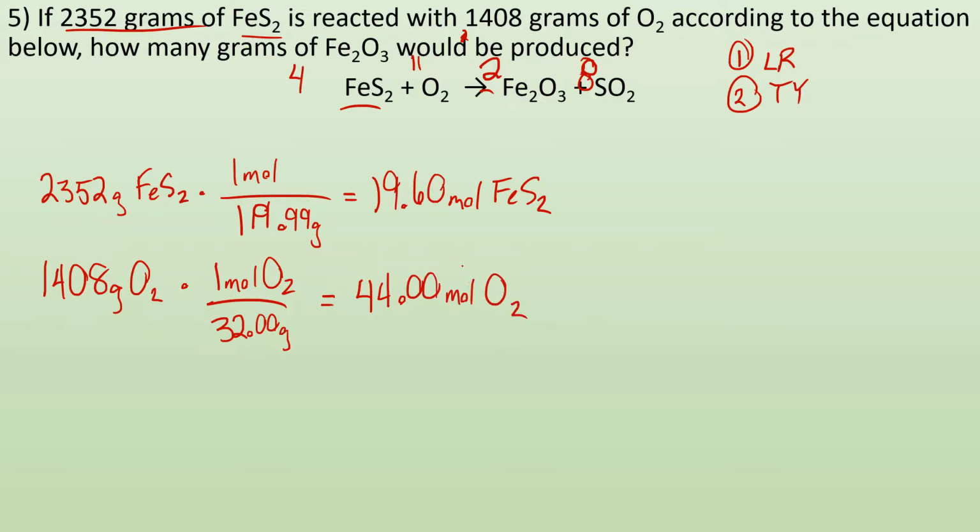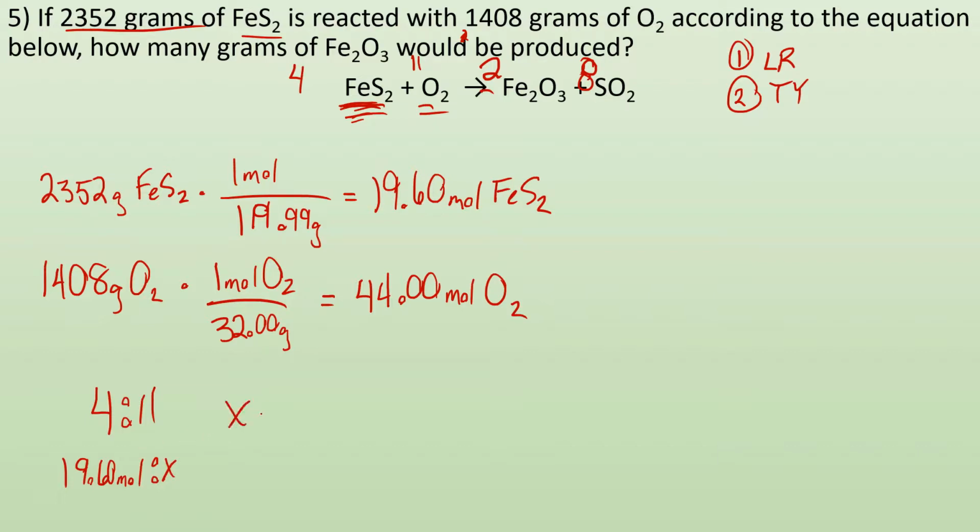So now that I got moles, I can figure out which one I'm going to run out of first, right? If I'm looking at FeS2 and O2, it's a 4:11 ratio. So let me just pick one. I'm going to go with FeS2. If I had 19.60 moles of FeS2, how much oxygen would I need?